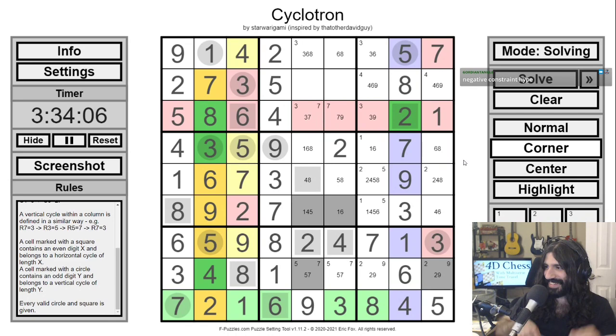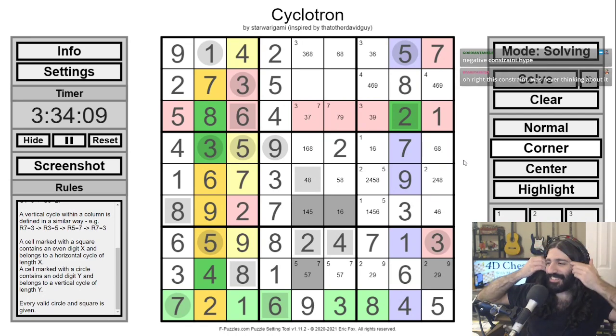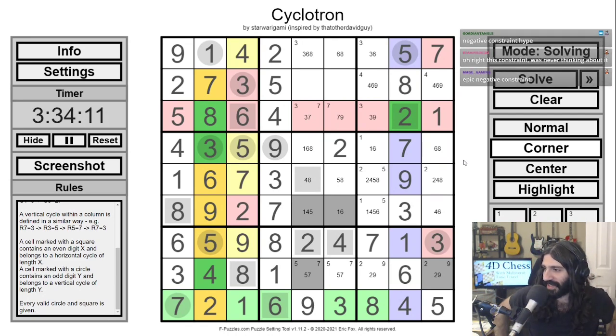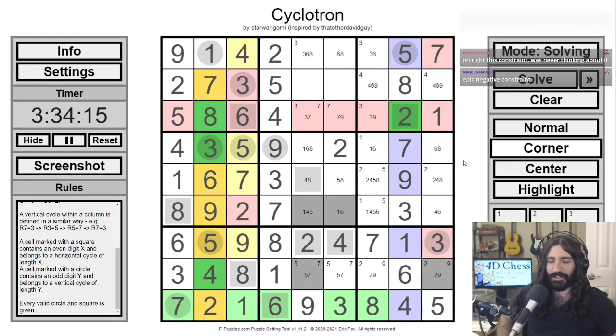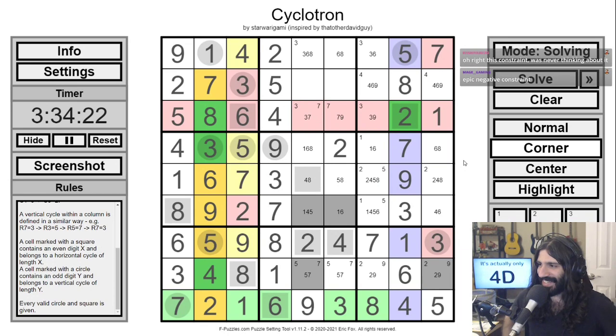Does that help? I do love what he said. All right, this constraint was never thinking about it. Gotta love the negative constraint, man. Oh, it's so hype. Okay. No, yeah, it's the best constraint, Ryan. Okay. Oh, shit.